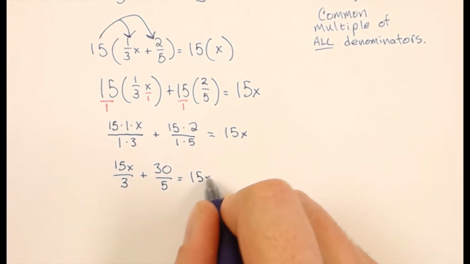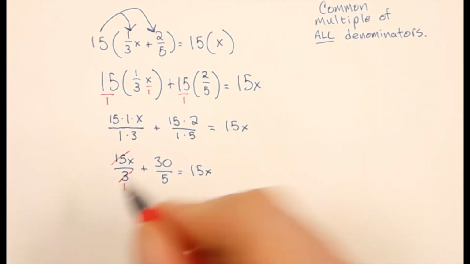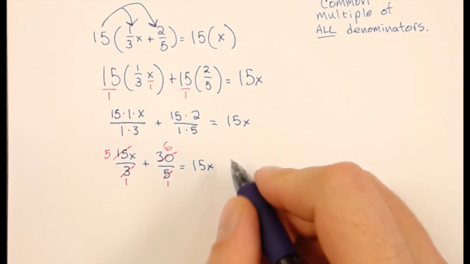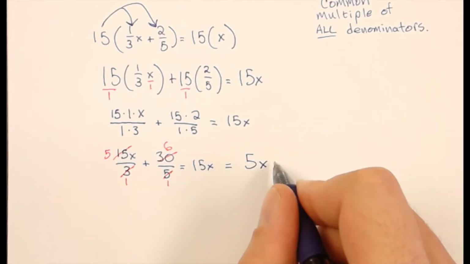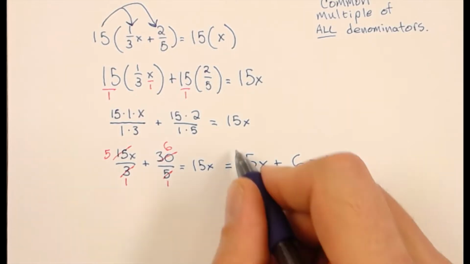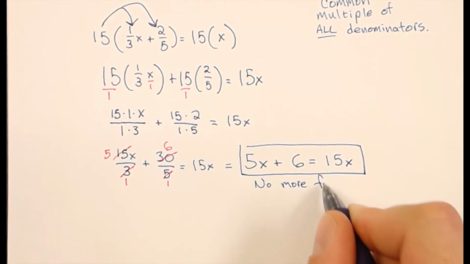In the second term, we have 30 over 5. And in both cases, the fractions simplify to whole numbers. That's the cool part of the trick. Now we have an equivalent equation, no more fractions.